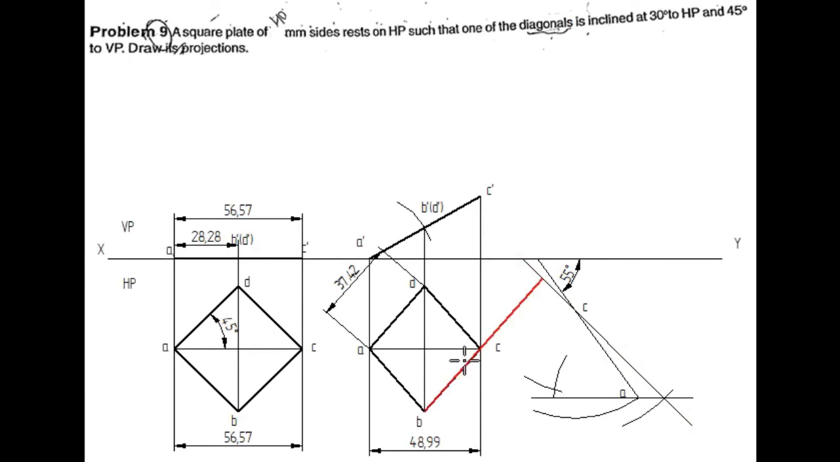Next, similarly, from B to C, what is the distance? 37.42. Okay, right. Similarly, all the sides are 37.42. So, I will cut an arc from point C, 37.42. Similarly, from point A, I will cut an arc of 37.42.